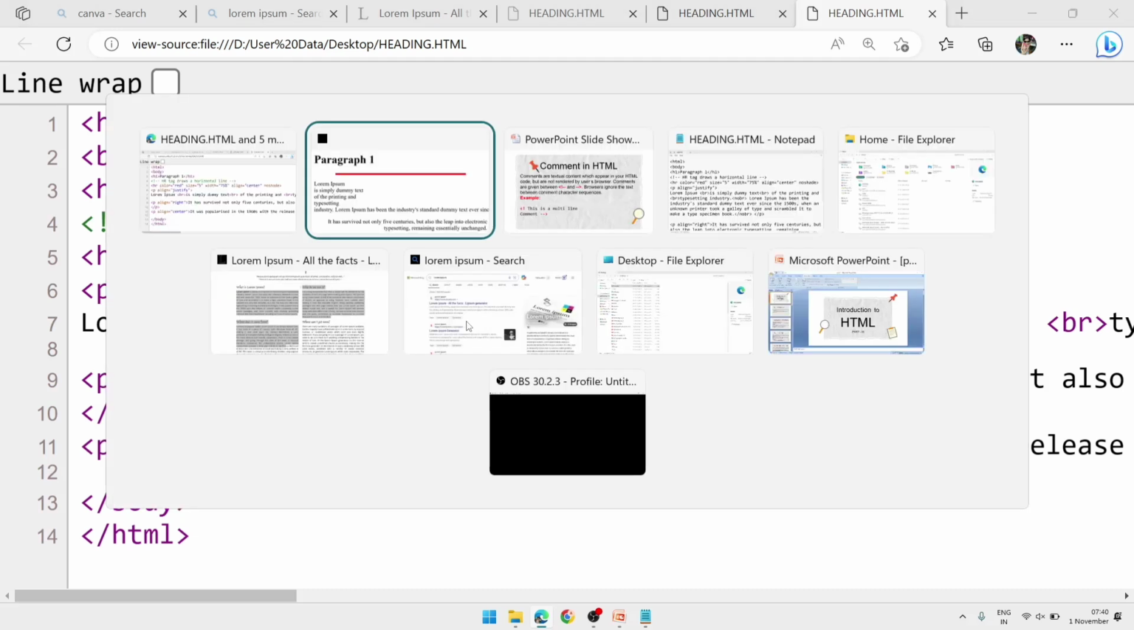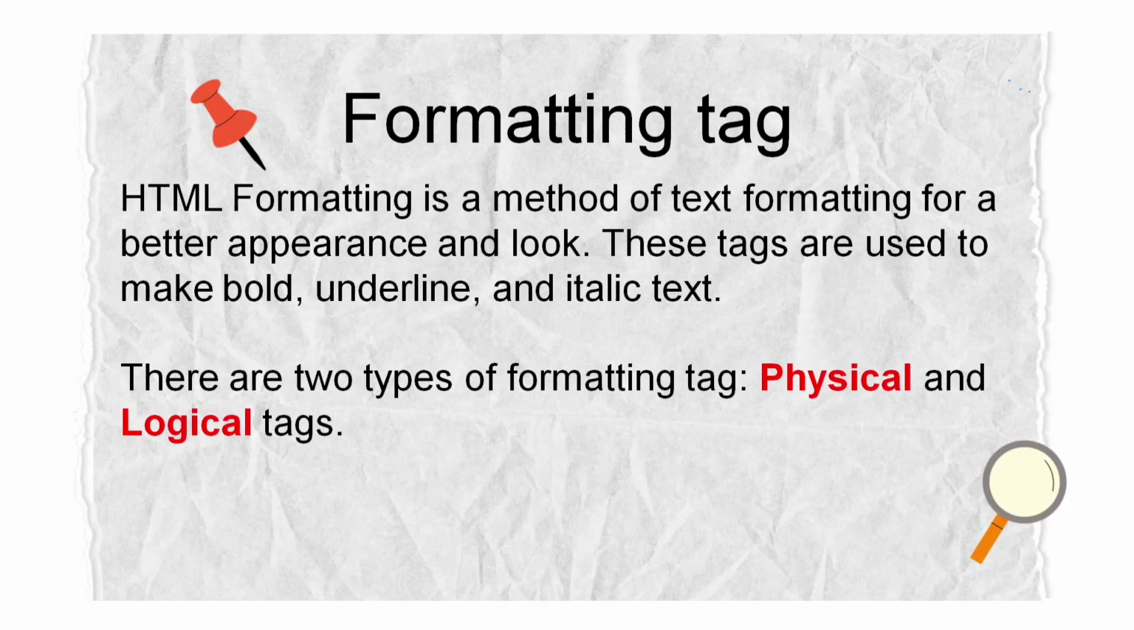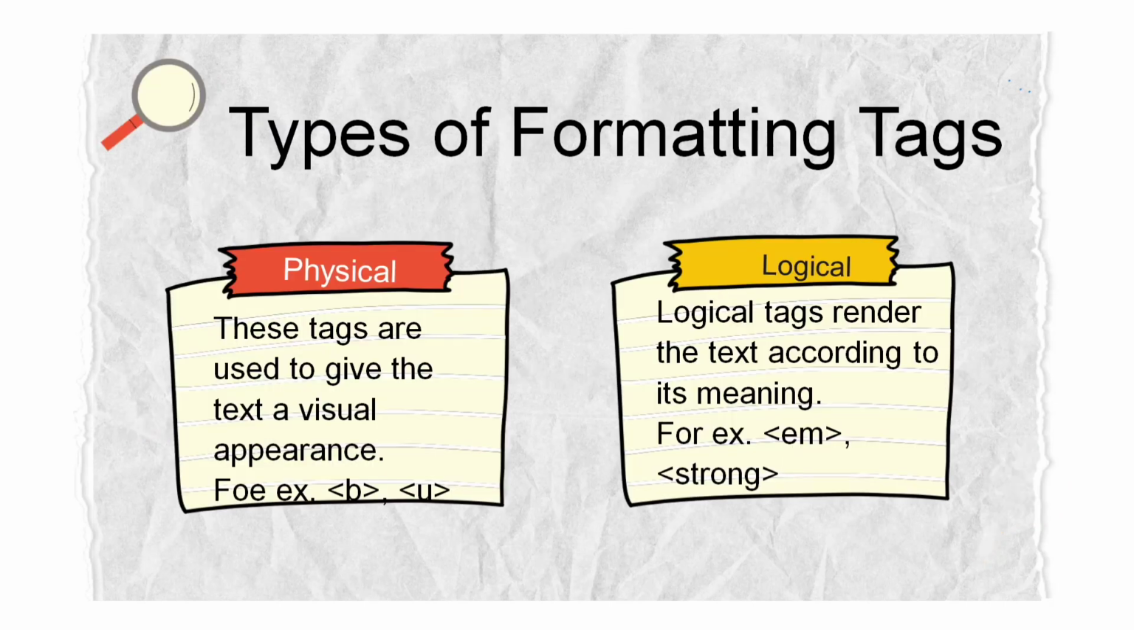So now let's go to the explanation part. Formatting tags: we get two types of formatting tag, physical and logical. Formatting tags change the appearance of the text. They make the text italic, underlined or bold. And by using formatting tags we take the attention of the readers on our web page. There are two kinds, physical and logical.